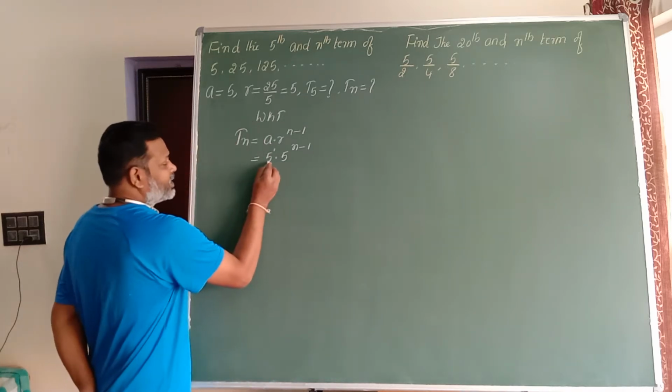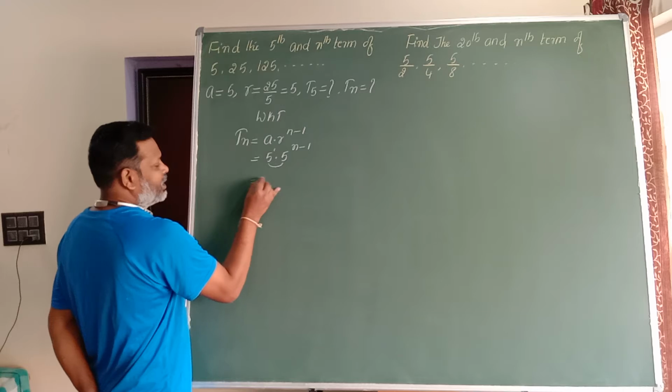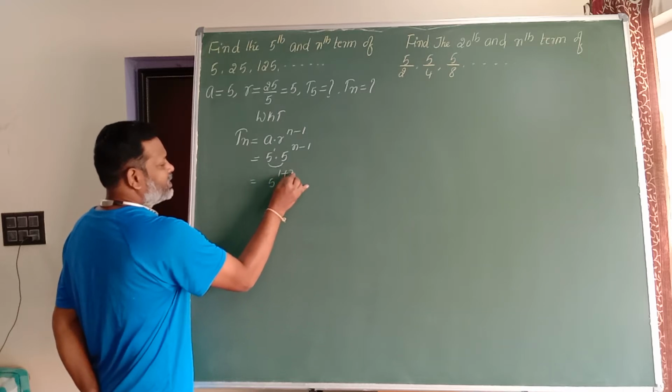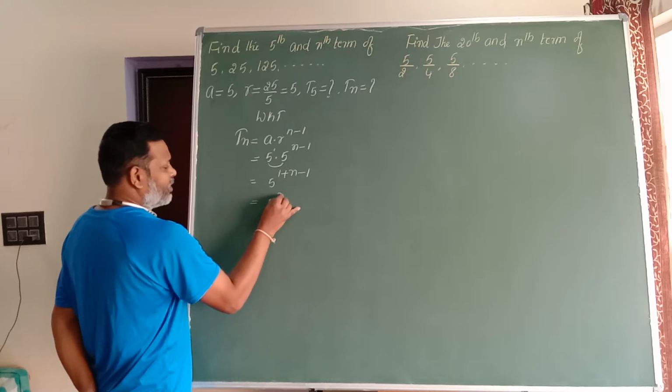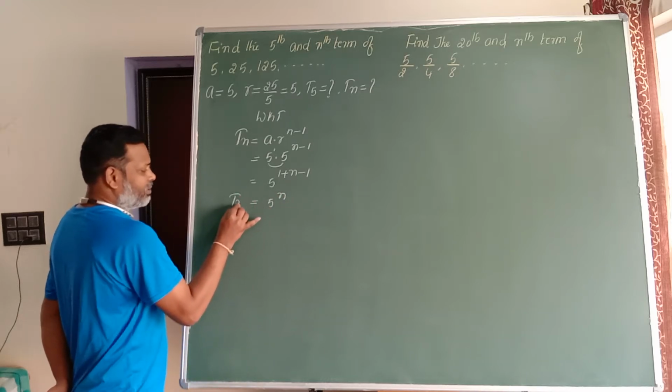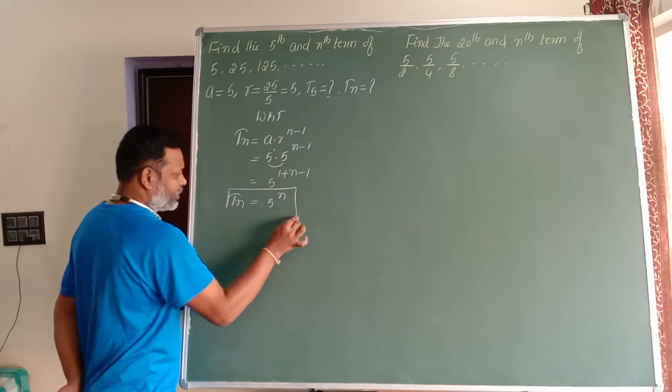Now, when bases are same, powers can be added. That becomes 5 power 1 plus n minus 1. So minus 1 gets cancelled, and you will get 5 power n. That is Tn. This is the nth term.